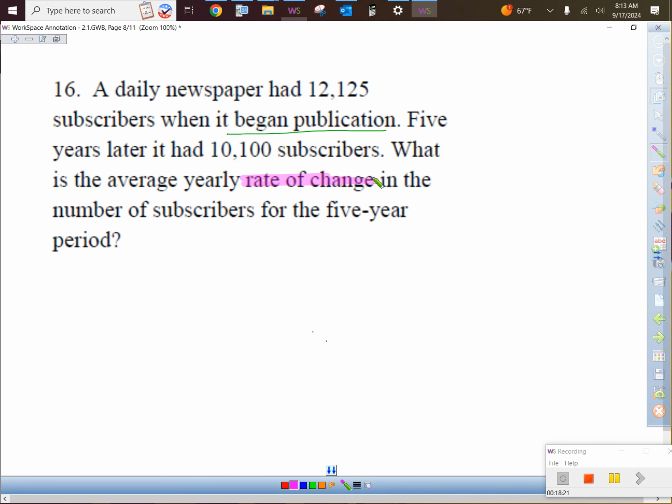Because I'm going a little fast, I want to slow down. When you see the phrase rate of change, that's fancy math talk for find the slope. Just find the slope. But what we need is 2 ordered pairs. And here's a little secret. If you were to make a graph of this stuff and put labels on the x-axis and the y-axis, you've got 2 labels. You've got subscribers for one. What's the other label going to be?